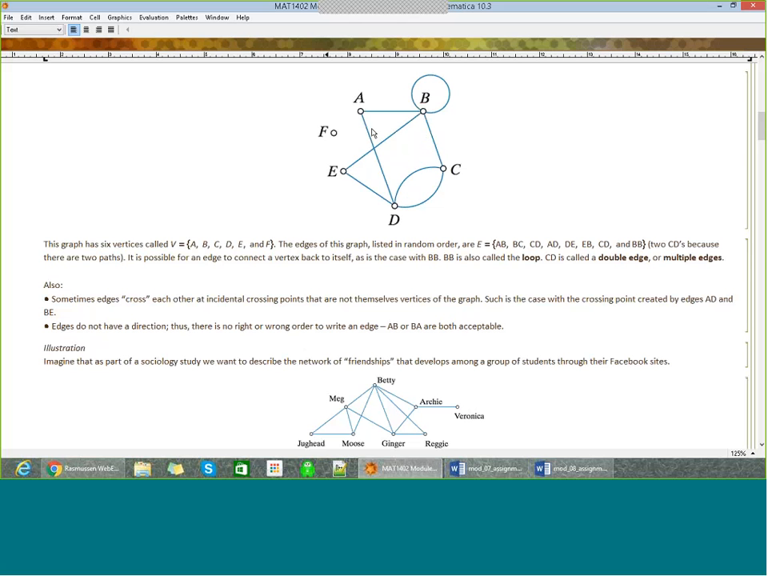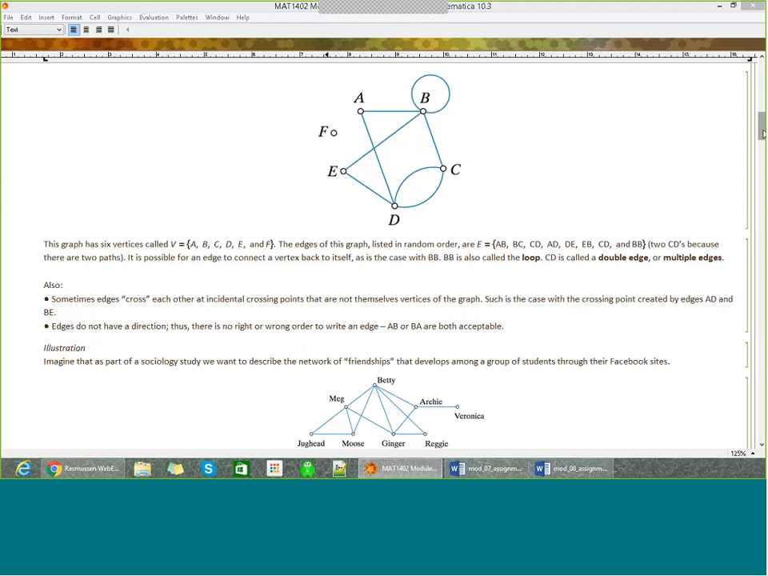You notice that the AD and EB are crossing each other, but there's no getting off. You cannot go from A here and then get off and go to E. So there's no A to E edge. There's only A to D and B to E. Another thing is that it doesn't matter if you say A to D, AD or DA as your edge. Typically, we would do it in alphabetical order. Okay, so that's what that is.